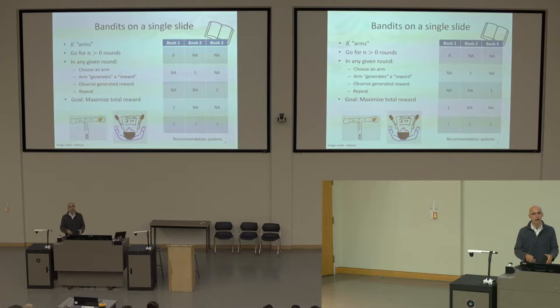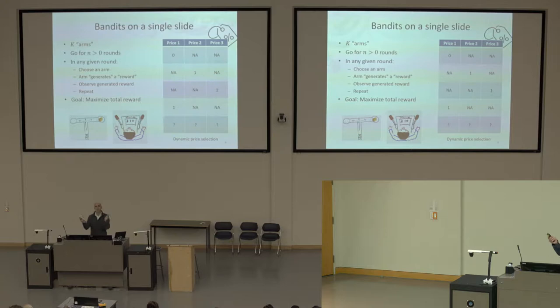And finally, you can set the price for things. So with dynamic price selection, you can choose different prices when you are pricing an item. You're selling a single book here, and you choose different prices. But it's the same problem. And the list goes on and on.